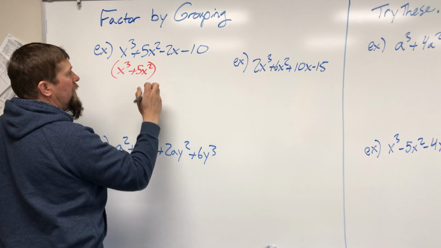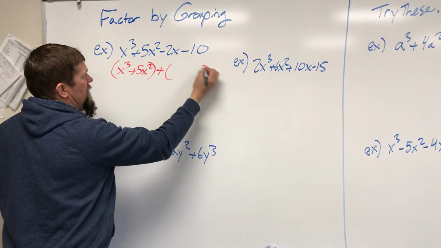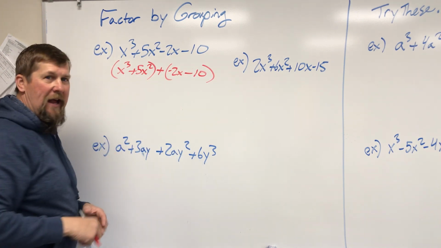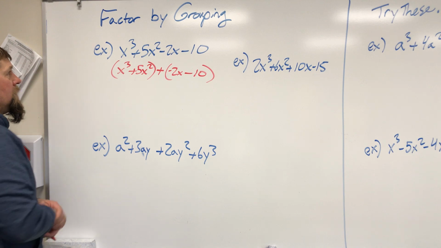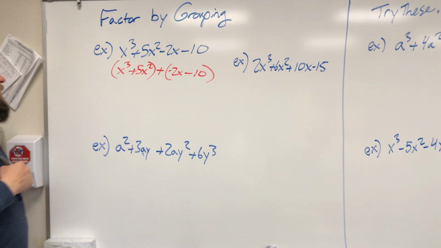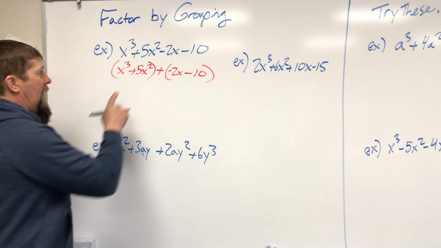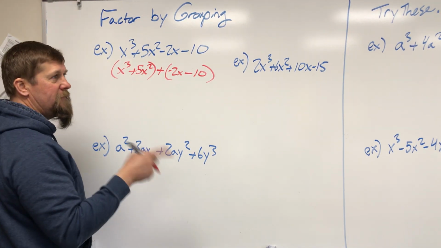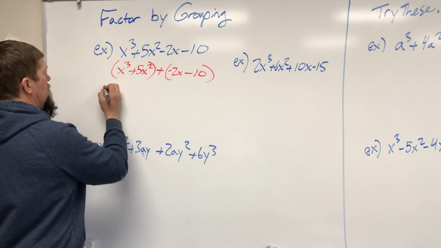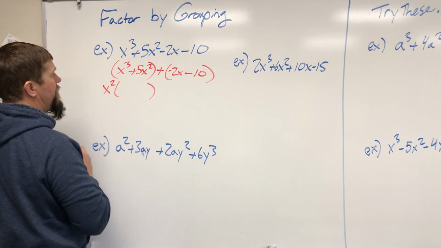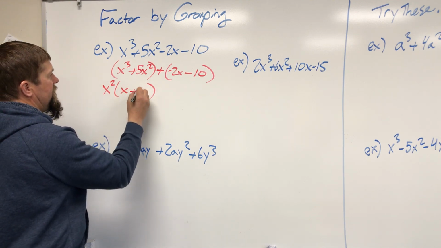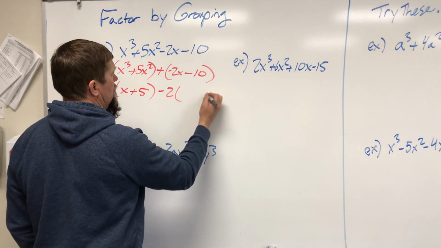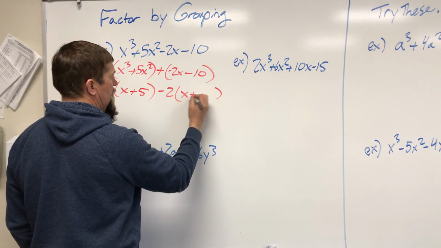and group the second 2, but make sure that you put a plus sign in between and leave the negative inside the group, because you're actually adding those 2 groups together. Now, after you group like this, the second thing you're going to do is take the greatest common factor out of each group. So I'm going to take x squared out of the first group. Leaves me with an x plus 5. I'm going to take a negative 2 out of the second group, and that leaves me with an x plus 5.